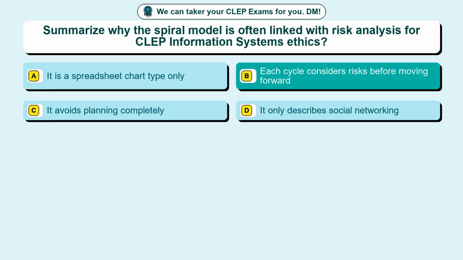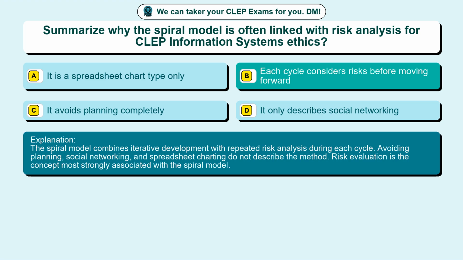The correct answer is option B. Each cycle considers risks before moving forward. The spiral model combines iterative development with repeated risk analysis during each cycle. Avoiding planning, social networking, and spreadsheet charting do not describe the method. Risk evaluation is the concept most strongly associated with the spiral model.